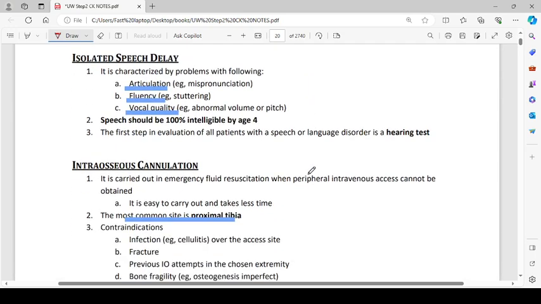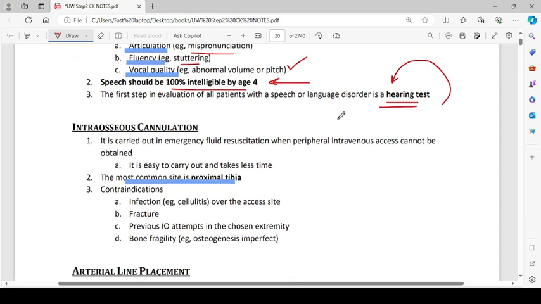Next, we have isolated speech delay. It is characterized by a problem with the following: articulation, like mispronunciation, fluency, like stuttering, and vocal quality, for example, abnormal volume or pitch. Speech should be 100% intelligible by the age of 4. The first step in the evaluation of all patients with a speech or language disorder is a hearing test, because in most scenarios, the children do not have a problem with speech. They can't hear anything, that is why they can't articulate. So firstly, we perform the hearing test. If the child can hear normally, then we proceed with the speech tests.